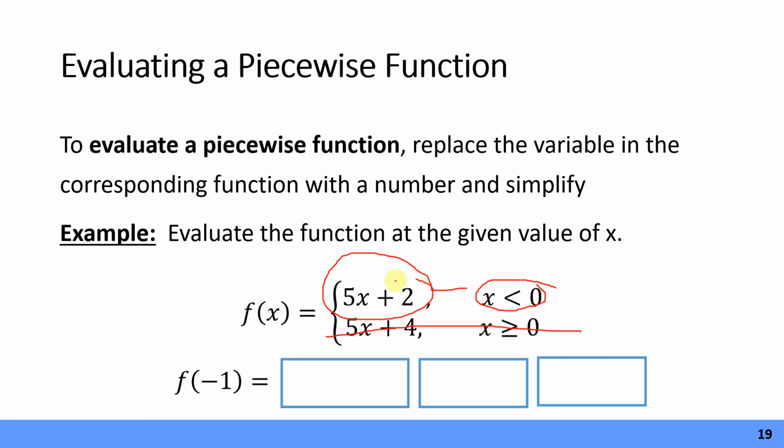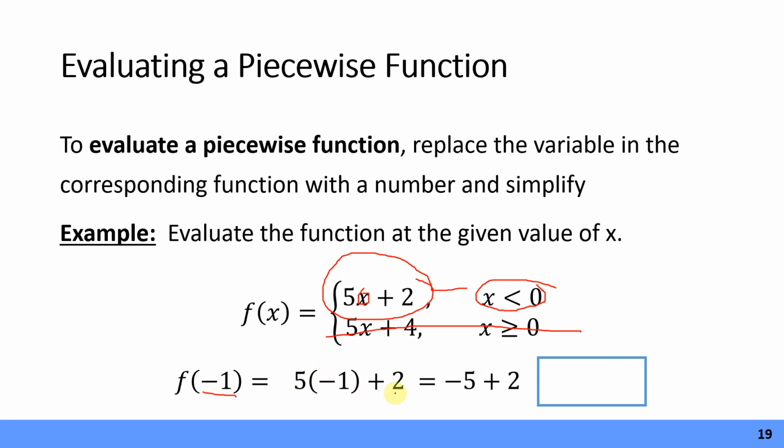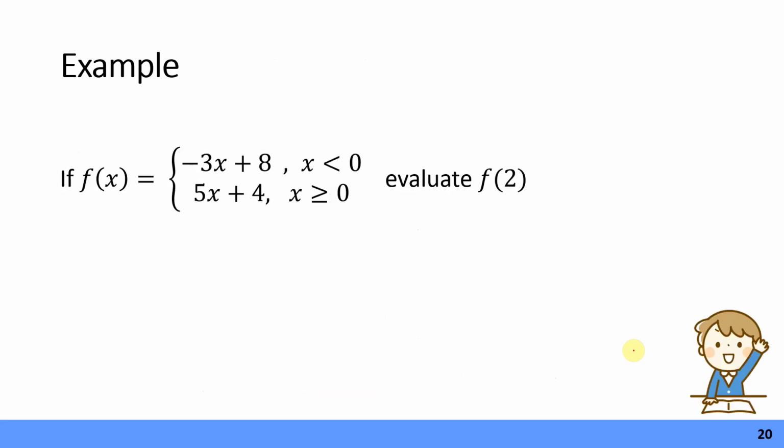Okay, so that's it. Since you already know you're going to use the top one, all you're going to do is replace the x with the number that you have here. So I'm going to put 5 times -1. 5 times -1 is -5, and then I add the 2, so my final answer is just -3. So you see, that was super simple. It looks scary, but it's very easy to do. Okay, we're going to try 2 more, and we'll be done with this section.